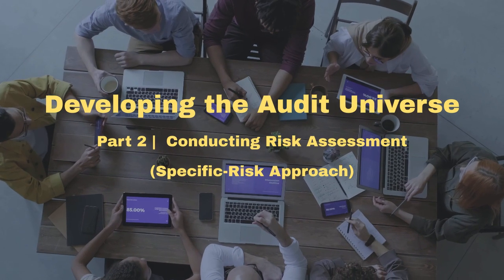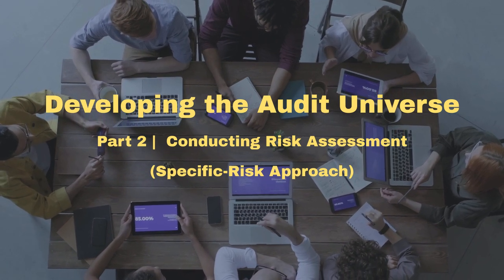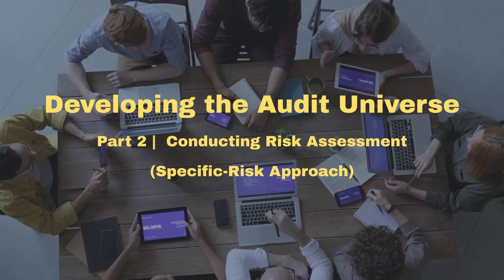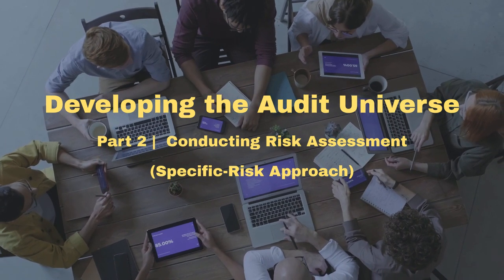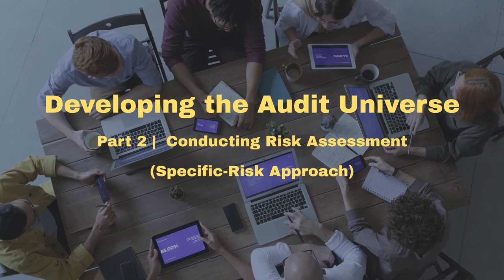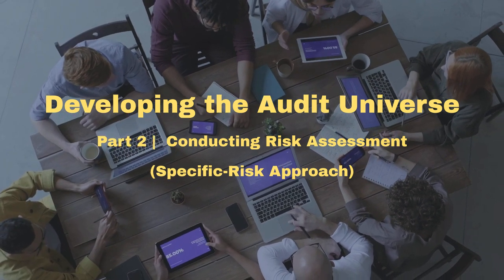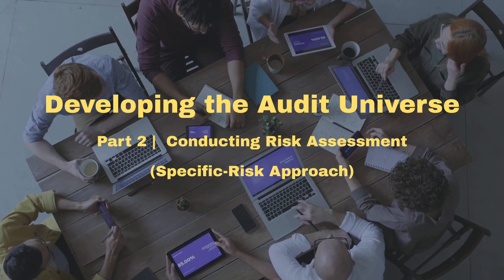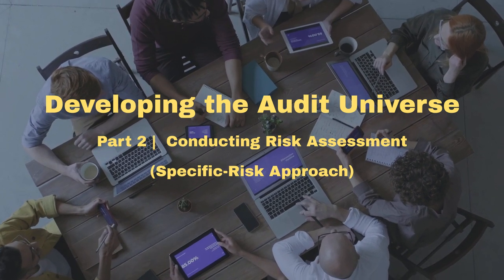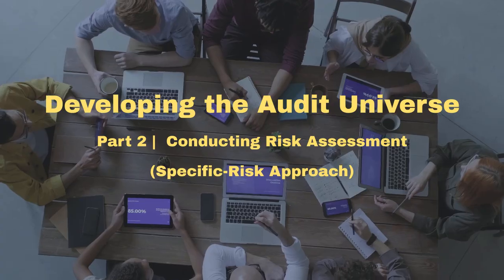This is part 2 of the series on developing the audit universe. In part 1, we discussed how to identify auditable entities in an organization and how to document them on a spreadsheet. You can find the link of part 1 in the description. If you have not already watched part 1, we suggest that you watch that before proceeding with this video.